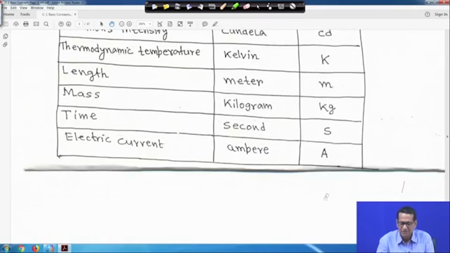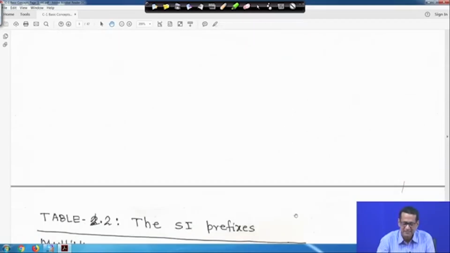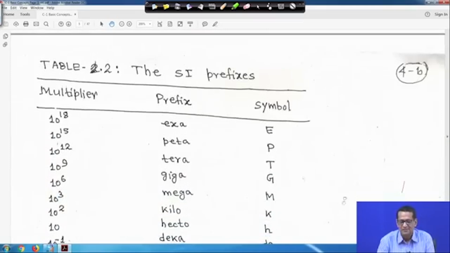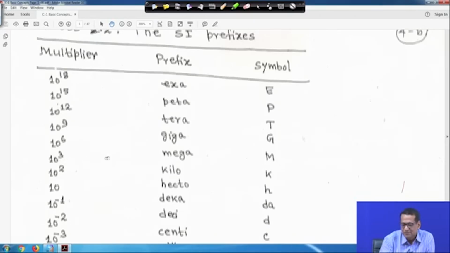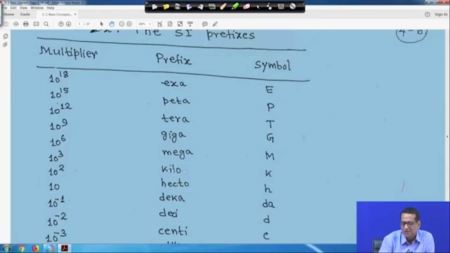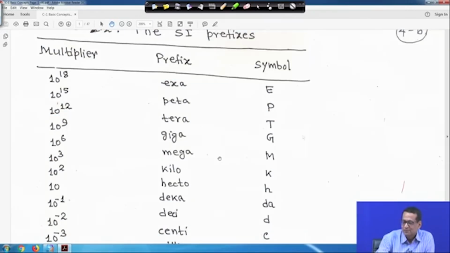Then table 1.2 shows the SI prefixes. Taking a few examples: 10 to the power 18 is called exa, symbol capital E. 10 to the power 15 is peta, capital P. 10 to the power 12 is tera, T. Then 10 to the power 9 is giga, G. 10 to the power 6 is mega, M. 10 to the power 3 means kilo.